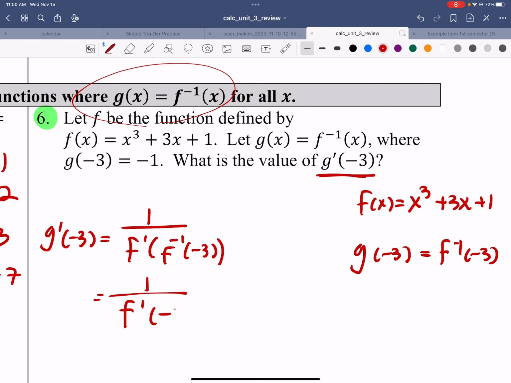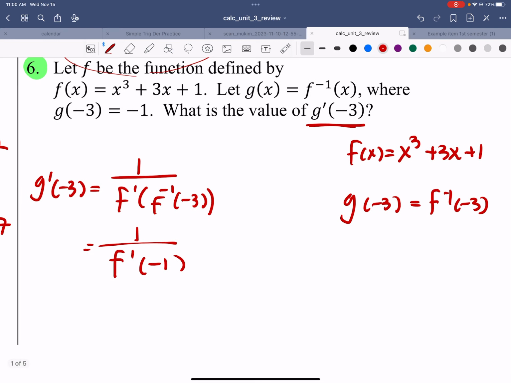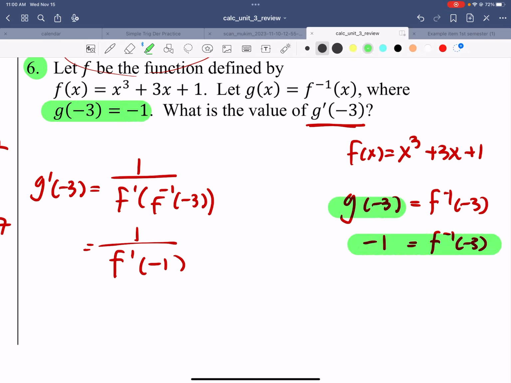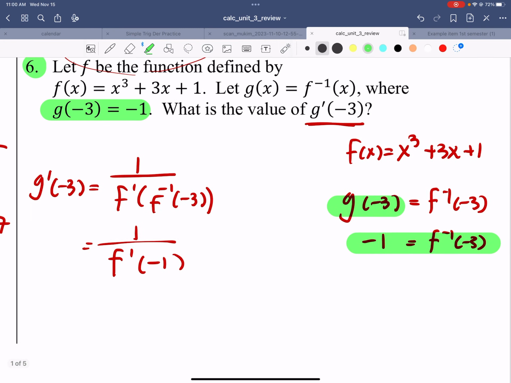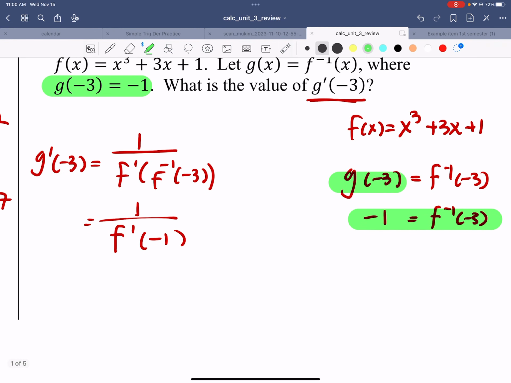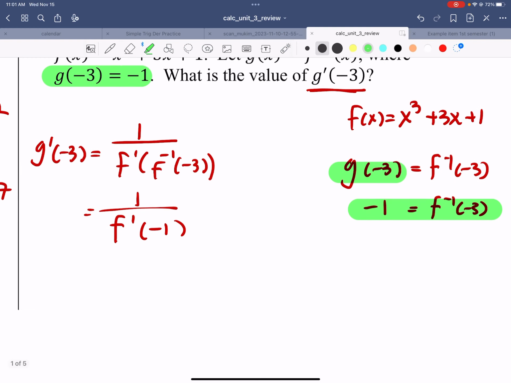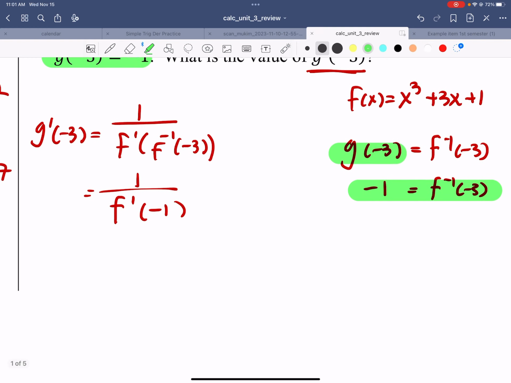Okay? Therefore, I hope it makes sense to you at this moment. So g of negative 3 according to this is equal to negative 1. That's what it is, as you can see here. Okay. So that's the part. But I'm not sure if I got the same answer with that in class. I will check about it, but that's what it is.